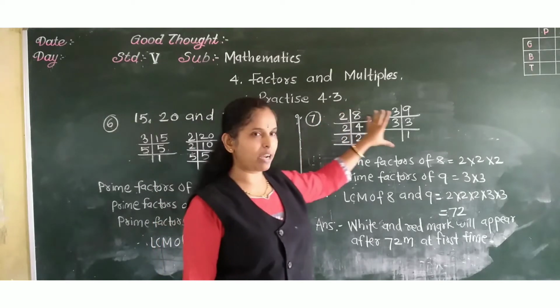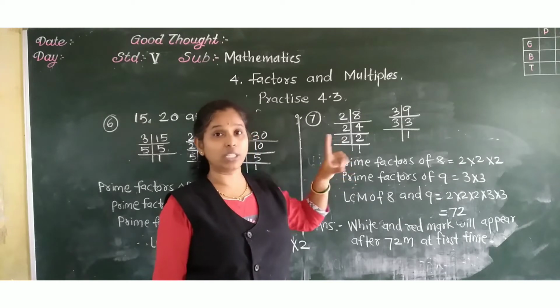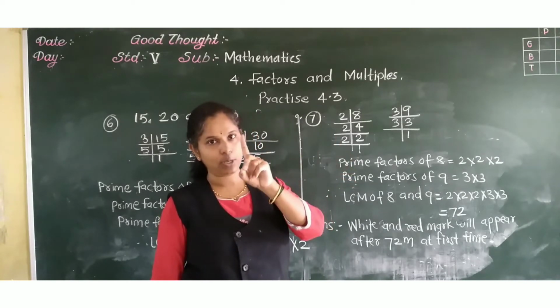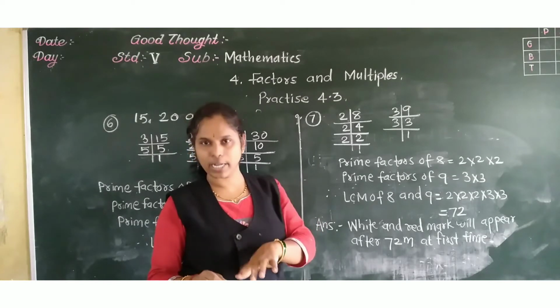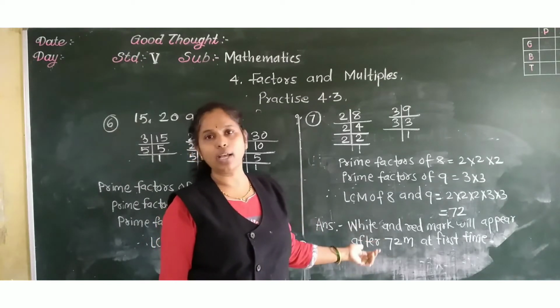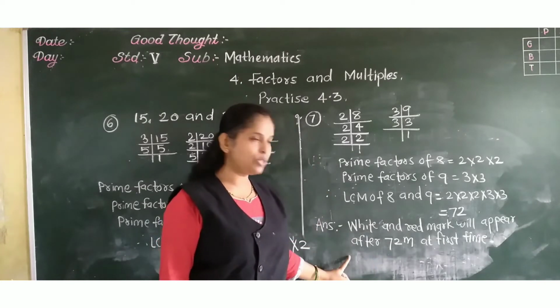First find out the prime factors, see what the common factors are. Those common factors we have to write one time only. Okay? And uncommon factors also we have to include, we have to multiply, and we have to find out the LCM. Got it? Understood this word problem?